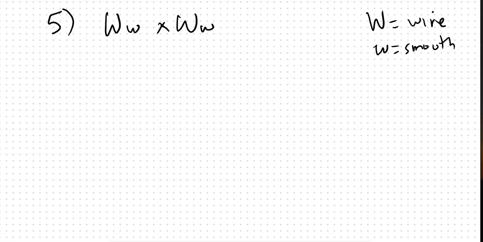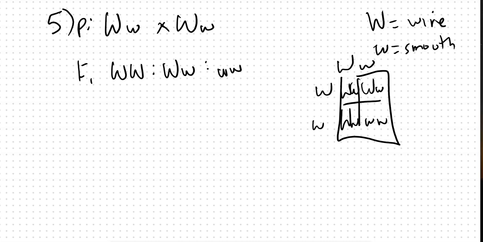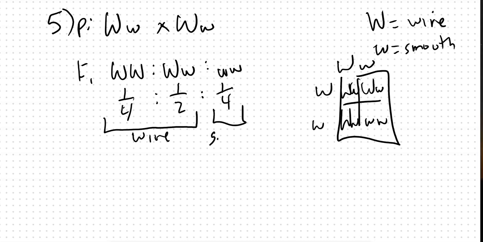Each of their offspring is then crossed to a smooth-haired animal. So this is the parental, F1. We know that when we do the monohybrid cross, we're going to get a 3-to-1 ratio. Big W, little w, little w, little w. This is going to be 1/4, 1/2, 1/4. These are all wire here.